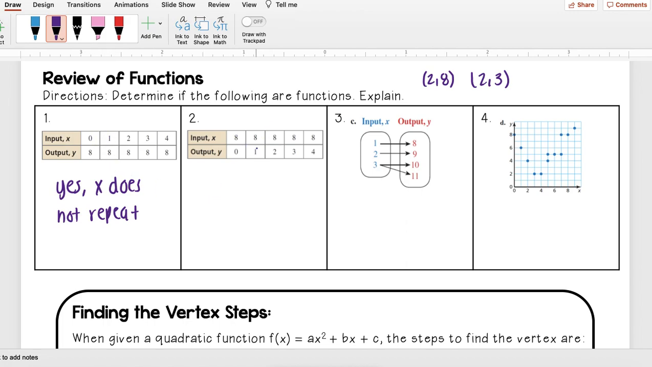We're looking at this next one, I basically just flip-flop this. So since my x repeats, it's 8 across the entire way, this one will be no.